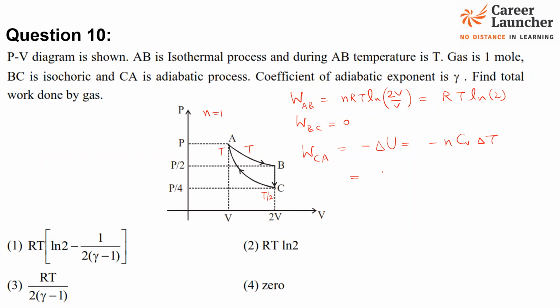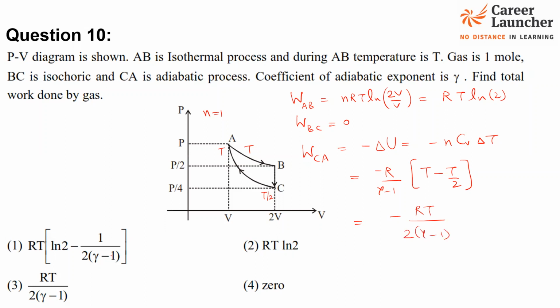CV will be R upon gamma minus 1, with the negative sign, and delta T. If you see the change in temperature, it is T minus T by 2, which is T by 2. So as you can see, the work done is coming out to be negative RT upon 2(gamma minus 1).